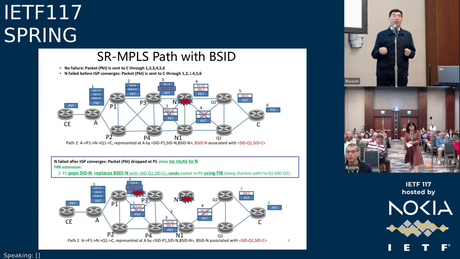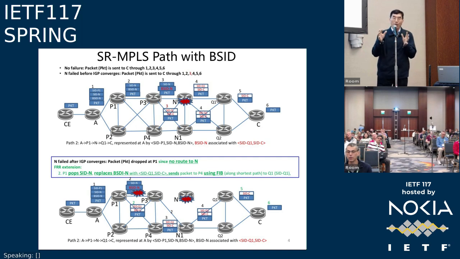In normal operation, node A will push the SID list, which is the SID for P1, then the SID for N, and then the binding SID of node N into the packet, and then send the packet to P1. P1 will send the packet to P3, and then P3 will send the packet to node N. Node N will pop its SID, replace the binding SID with the SID list, and then forward to Q1. So that's without failure.